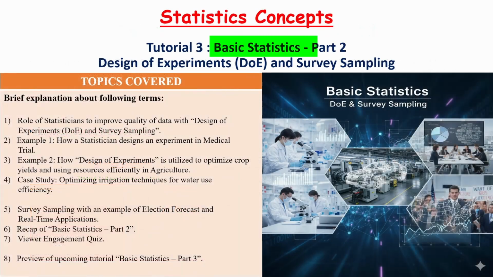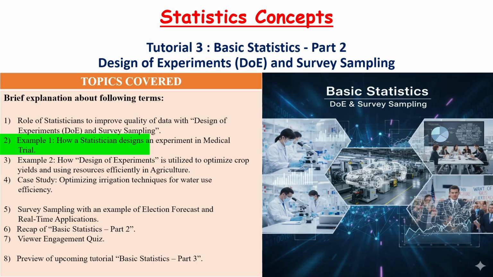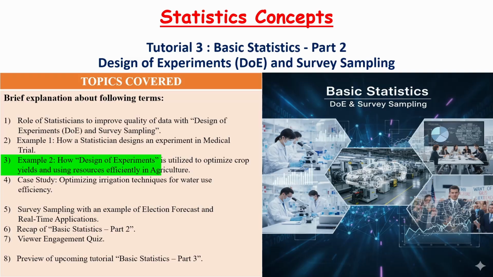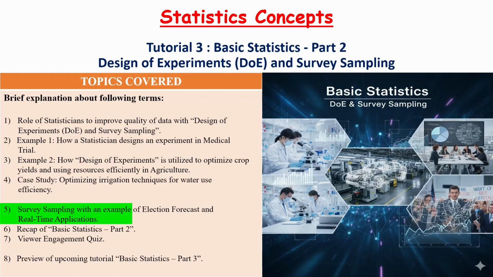In this Basic Statistics Part 2 tutorial, I explain the role of statisticians to improve quality of data with design of experiments and survey sampling. This includes practical examples of how a statistician designs an experiment in a medical trial and how design of experiments is utilized to optimize crop yields and use resources efficiently in agriculture. Case study about optimizing irrigation techniques for water use efficiency, survey sampling with an example of election forecast and real-time applications. Recap of Basic Statistics Part 2, Viewer Engagement Quiz as an activity for viewers, and preview of the upcoming tutorial Basic Statistics Part 3.